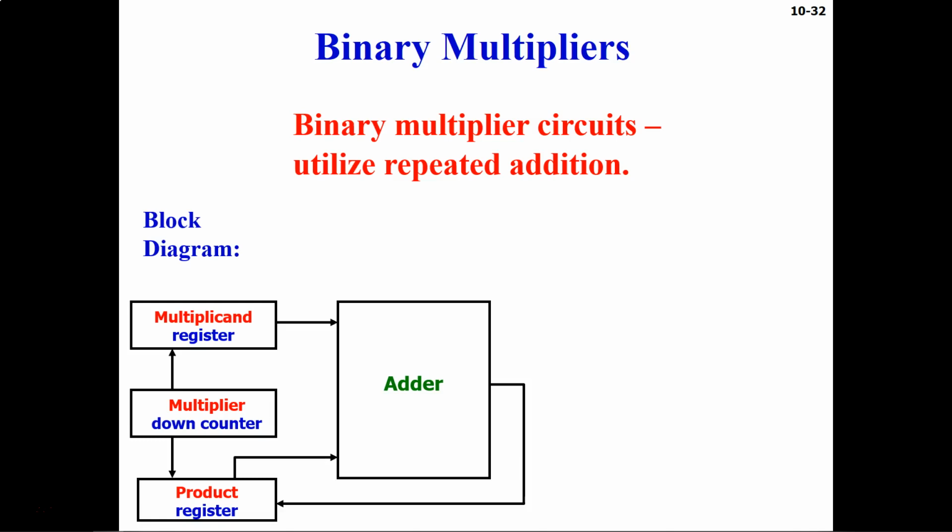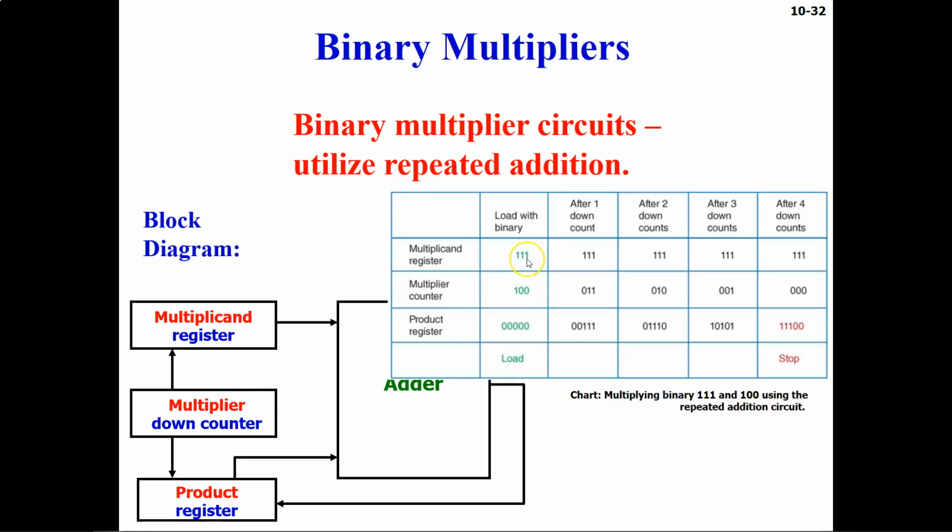Now in our example, our multiplicand is decimal 7, or in binary it is 111, and the multiplier is held in the down counter as shown. In our example our multiplier is decimal 4, or in binary it is 100, and the product is stored in this register, which holds the product value. To understand this, I'm going to show you a chart.